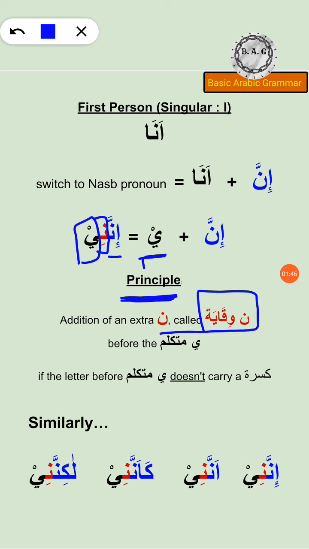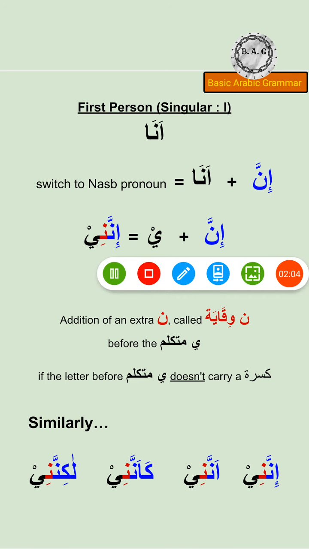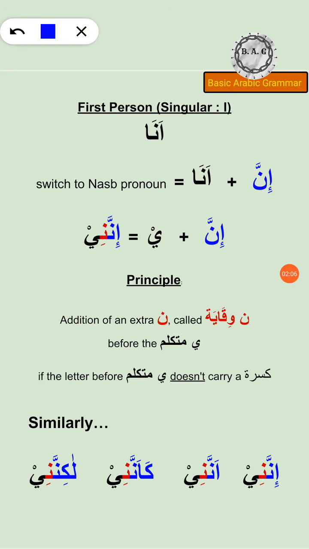Now this principle is applied here in some huruf, and it is also applied when we study fi'l inshallah. So that's where you're going to see this noon wiqaya once again. Alright, so let's study our principle. What have I written here? I've said that addition of an extra noon called noon wiqaya before the ya mutakallim is done if the letter before ya mutakallim does not carry a kasra.